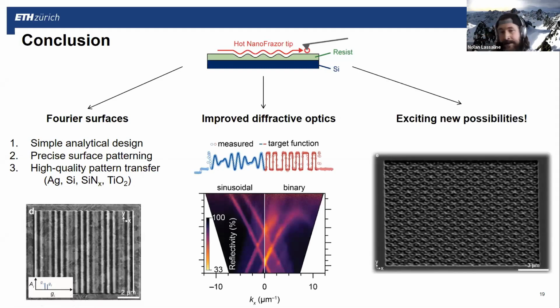And finally, of course, this shows that this is only just the beginning. There are many exciting new ideas and possibilities that are coming out of this technology and this way of thinking. Myself, I'm thinking very much of the optical implications of what we can do with that. But I think the more general point is that this 3D patterning of the NanoFrazor is very cool and can open up exciting possibilities in many different fields.